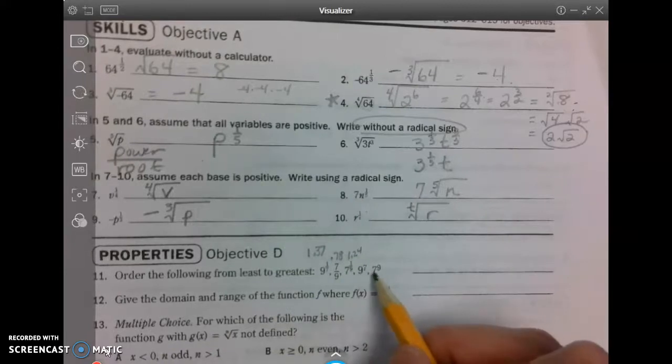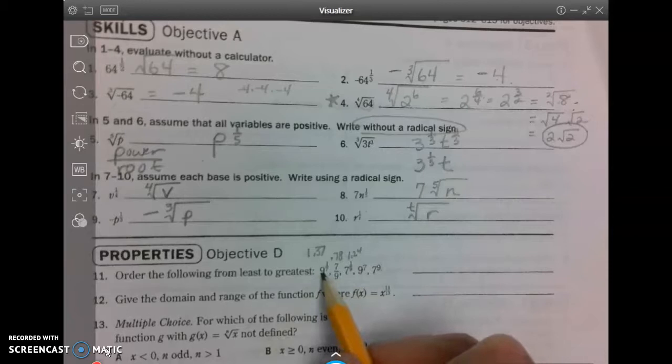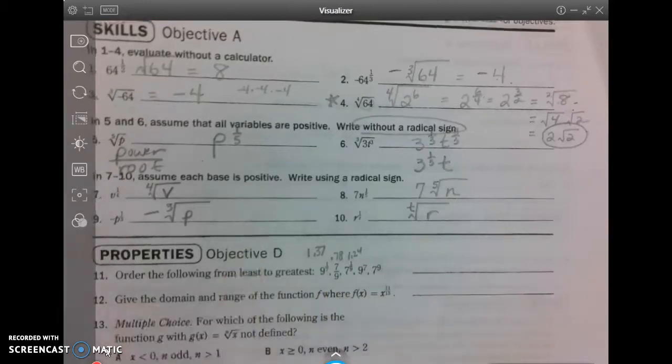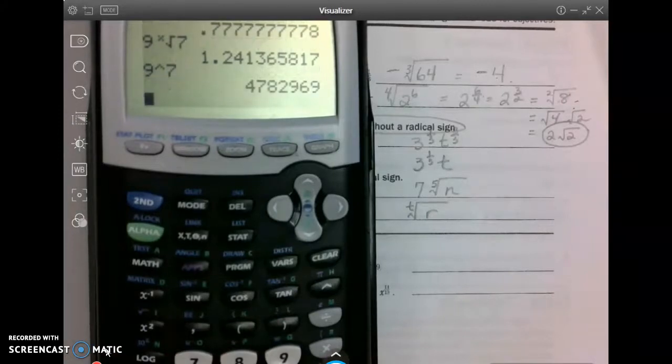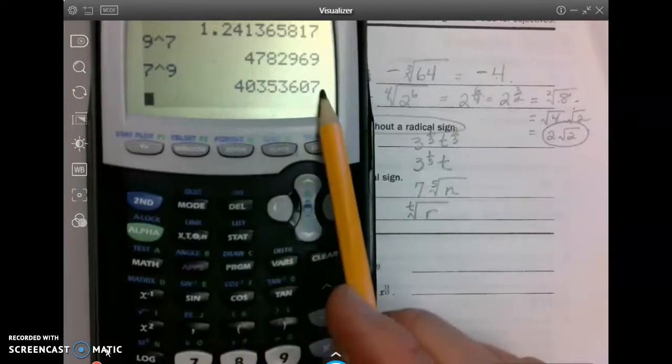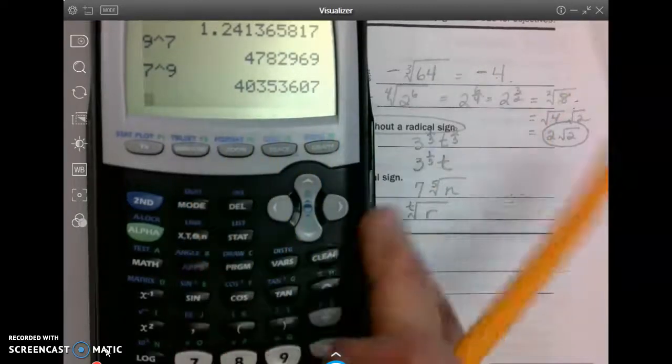Now, 9 to the 7th or 7 to the 9th. Again, higher power is going to make a larger number. Lower power is going to make a smaller number. Higher root makes a smaller number. Lower root makes a bigger number. Okay, so let's try 9 to the 7th. And then 7 to the 9th. See how much bigger that is? Because we're multiplying it by itself 2 more times.